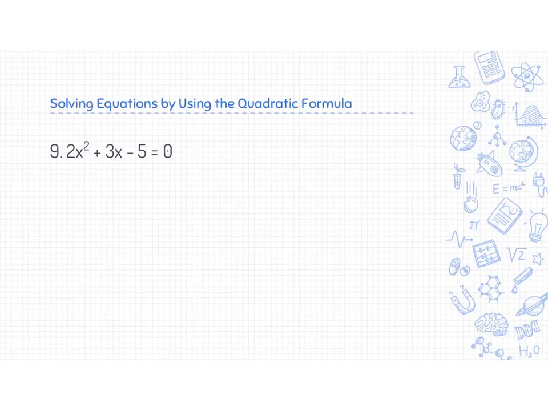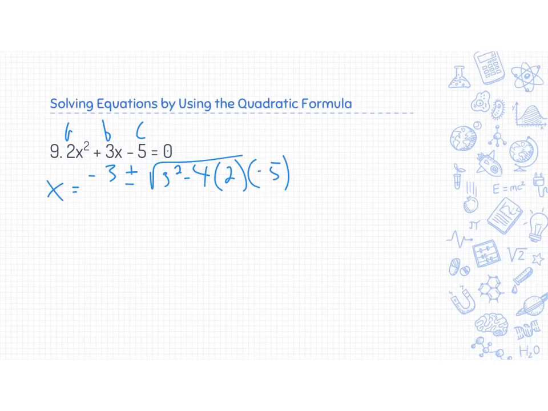Alright, so now we're going to solve our equation by using the quadratic formula. And identify our a is 2, our b is 3, and our c is a negative 5. So we get x equals negative b, which is 3, plus or minus radical b squared, which is 3 squared, minus 4a, which is 2, and c, which is negative 5. And then all divided by 2a, which is 2. Then we're going to simplify.